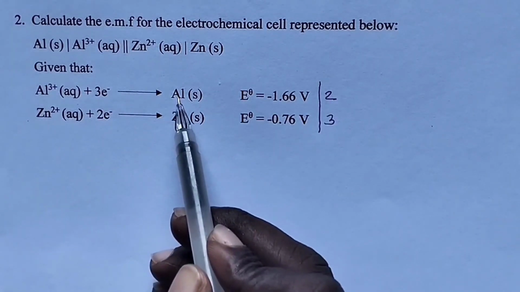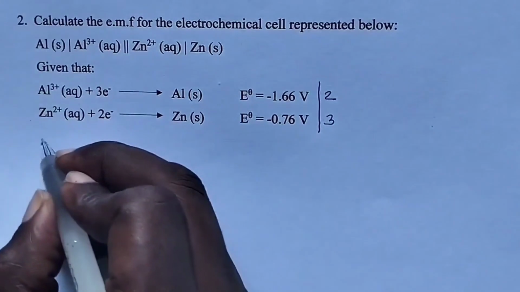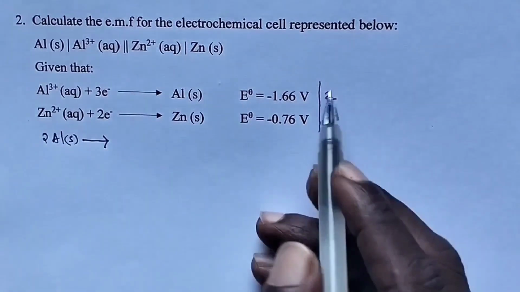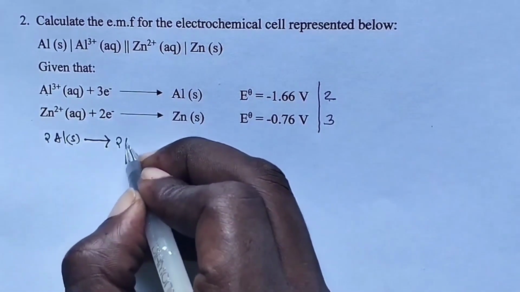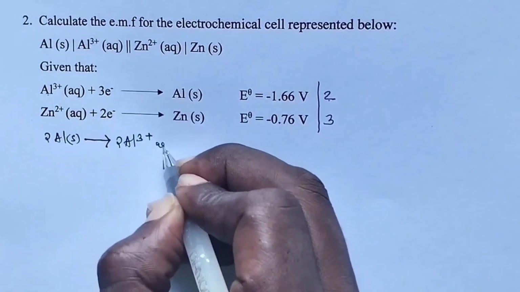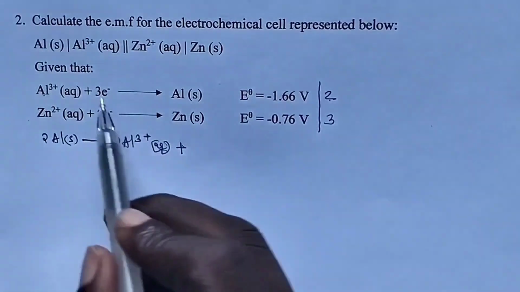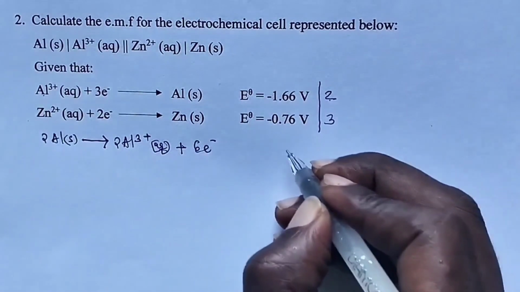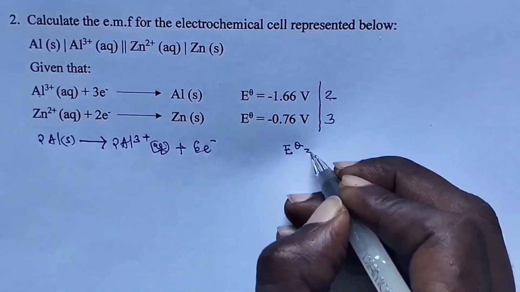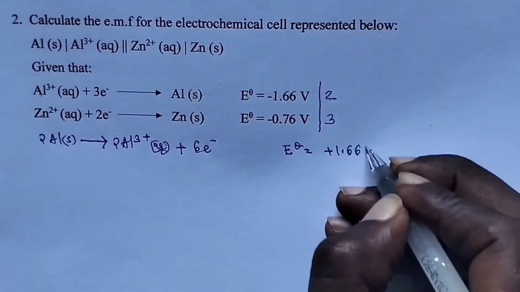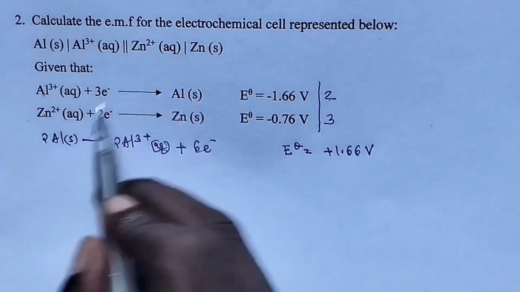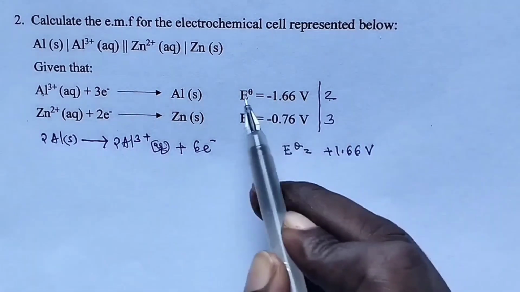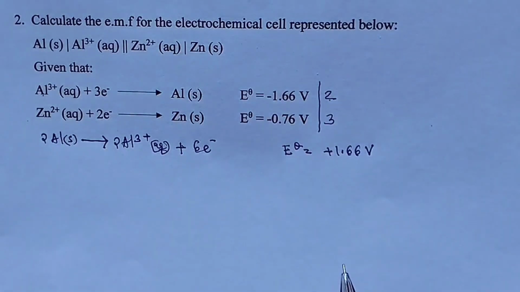So we are going to start with the aluminum, but we have a multiplication of 2. So we are going to write 2 Al solid, arrow. Then we have 2 times that, so we are going to have 2 Al 3+ ions, plus 3 times 2, that's 6 electrons. Okay, the standard electrode potential will be positive 1.66 volts. Here it was negative, but we have reversed the equation.